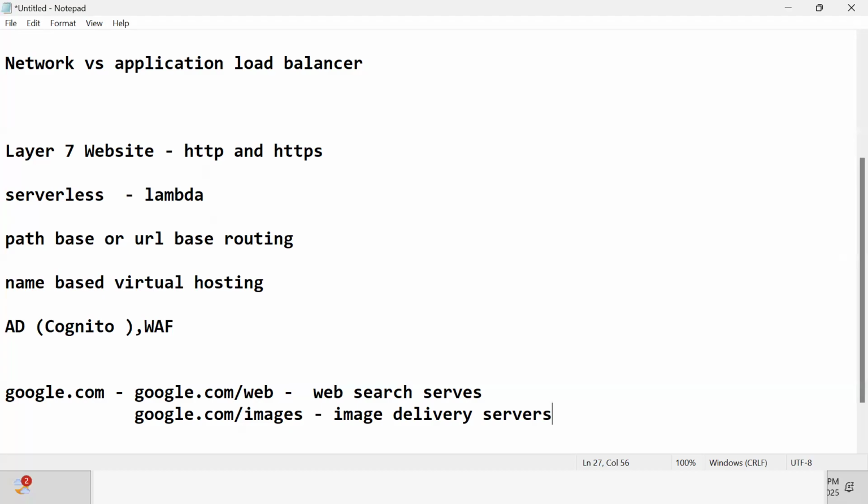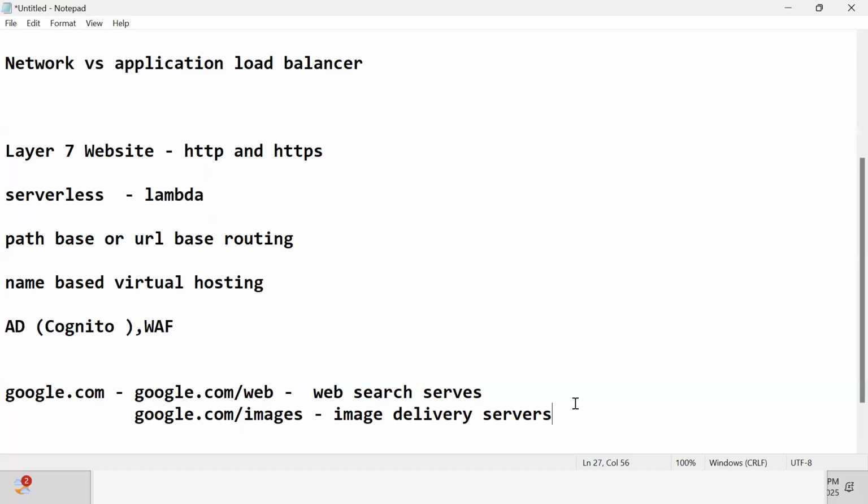And for the backend, my targets are not only EC2 instances or autoscaling. We can have Lambda also. Then path-based or URL-based routing also. Depending upon the URL and the query strings of the URL, we can redirect.